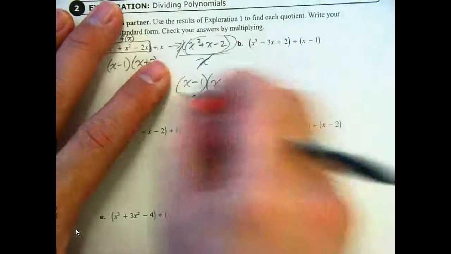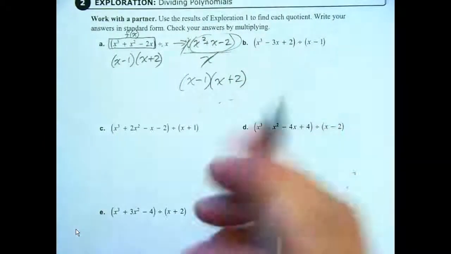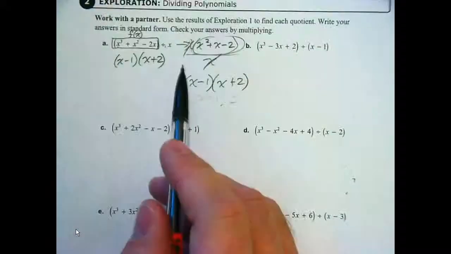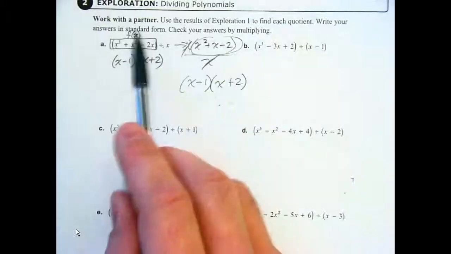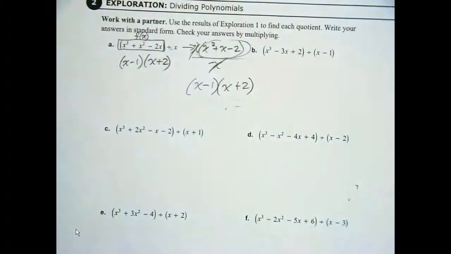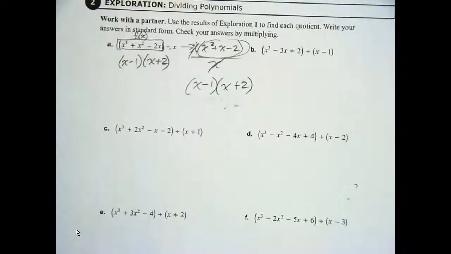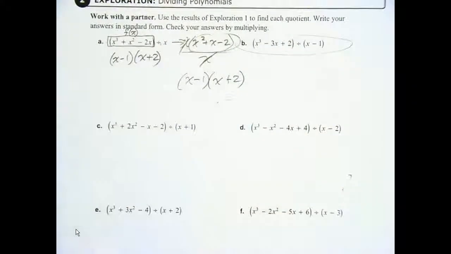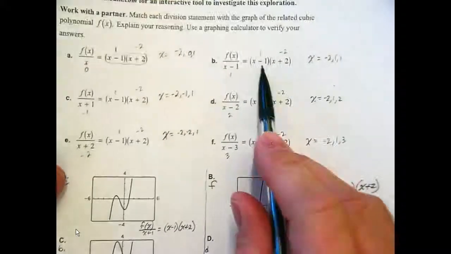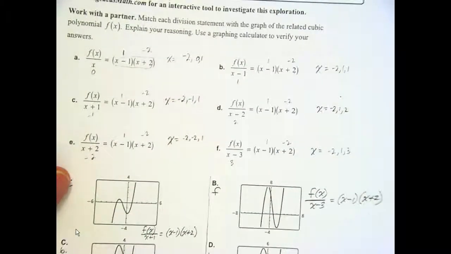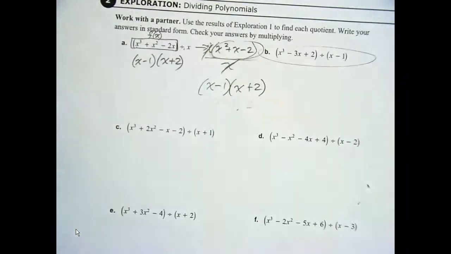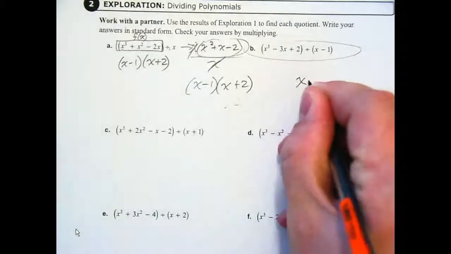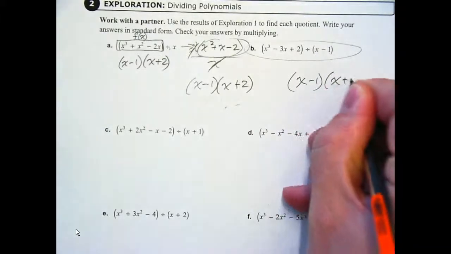Now, the reality is they're just wanting you to write your answer. If we write our answers out, they're saying write them in standard form, and then you can check by multiplying. But letter B, the one that I divide by x minus 1 is x. It gives me x minus 1 and x plus 2. Yeah, they all give me x minus 1 times x plus 2. Every single one of these gives me x minus 1 times x plus 2.